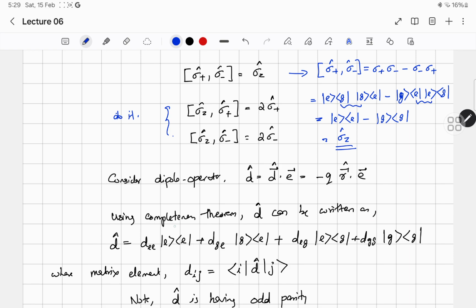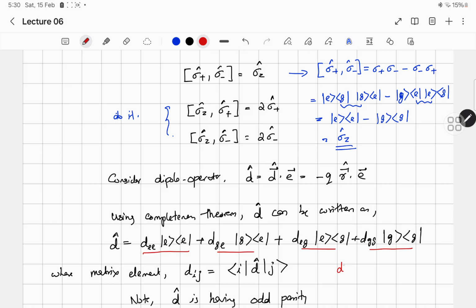Now you can use the completeness theorem, and you can expand D in terms of the basis as a sum of outer products. So D can be written as D_ee |e><e| plus D_ge |g><e| plus D_eg |e><g| plus D_gg |g><g|. This kind of representation you might have studied in the mathematical formulation of quantum mechanics, on how to represent an operator in terms of outer products. It is not a very difficult task, so you can do it very easily.